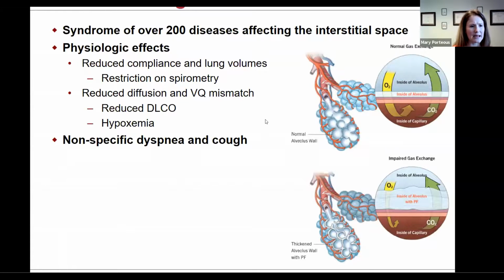And these diseases have a variety of physiologic effects. Because of the fibrosis or inflammation that's present, it can reduce the compliance on the lung volumes, and that can result in some restriction seen on spirometry. It can further reduce the diffusion, as I mentioned, of oxygen, and that results in a lower diffusion capacity, or DLCO, as well as hypoxemia.